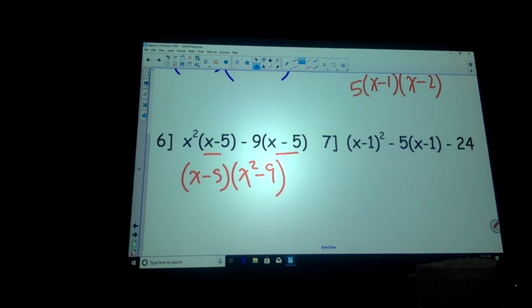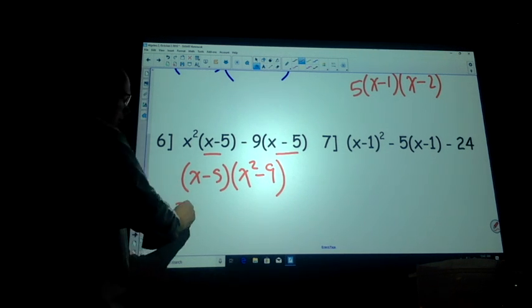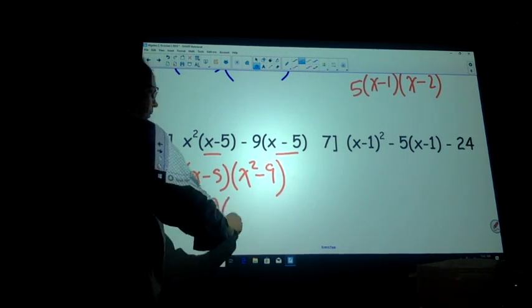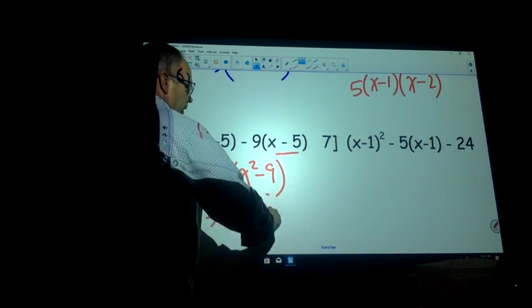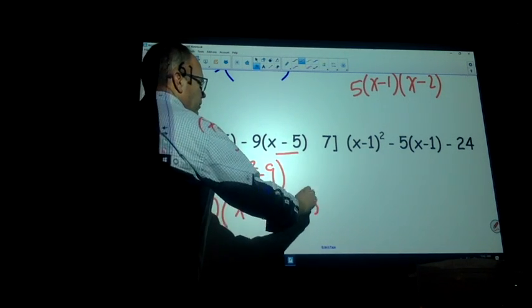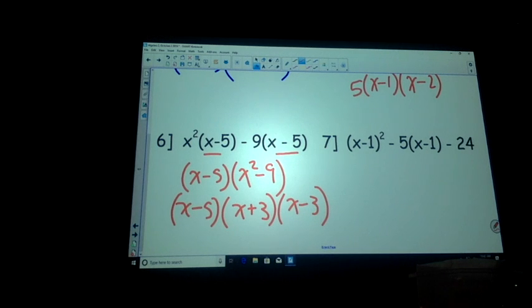X squared minus 9 does indeed break down. So I get x minus 5, x plus 3 and x minus 3. Of course, you could write it as x minus 3, x plus 3. It doesn't matter. Is that okay? Yep. All right. The last one.